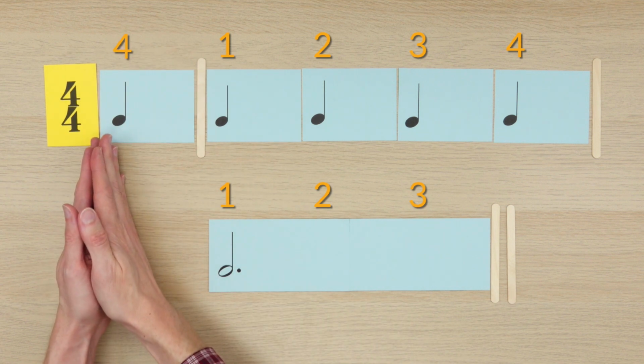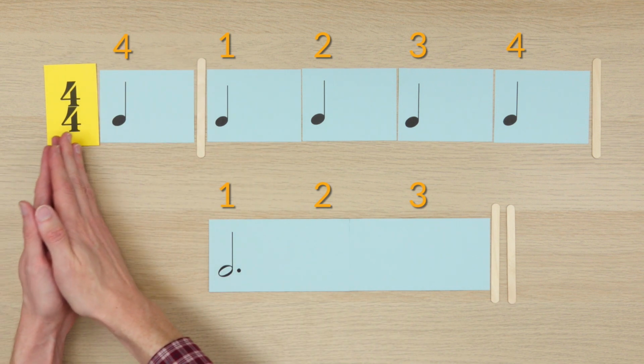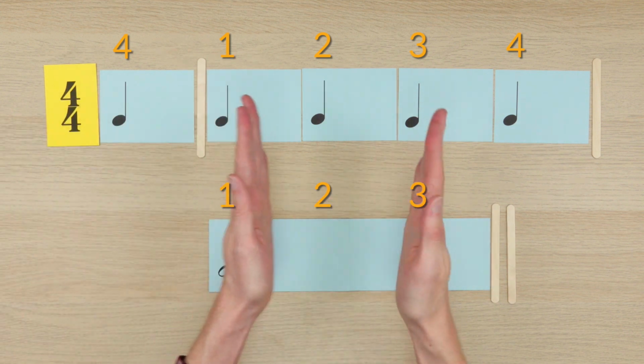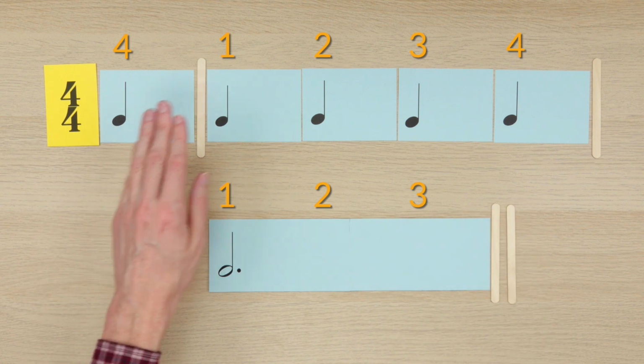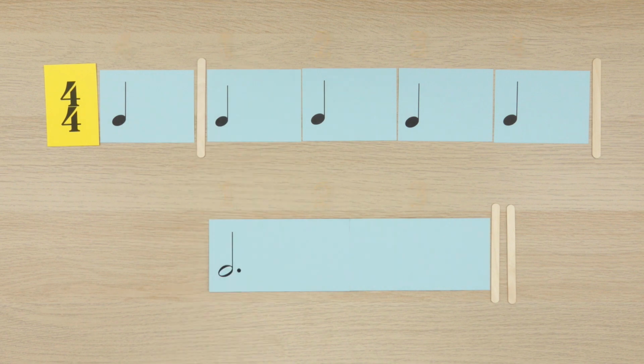Let's try this one together. 1, 2, 3, 4, 1, 2, 3, 4, 1, 2, 3. Double bar line means we're done. Pickup note, and then our first downbeat.